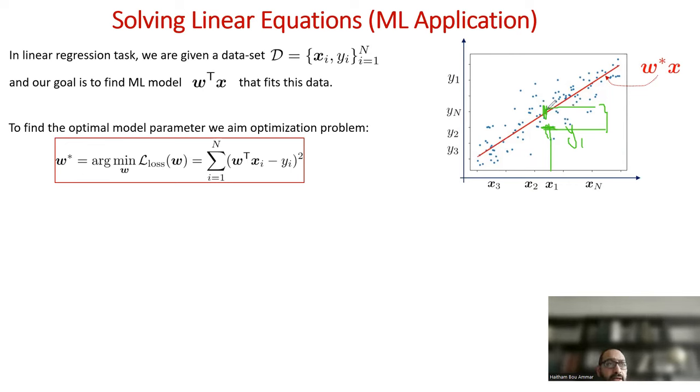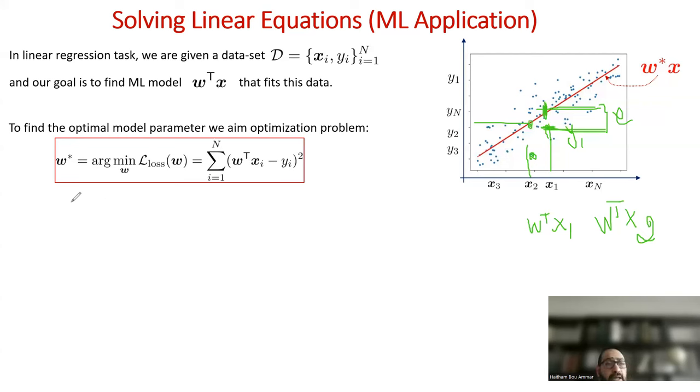So what is this value? Well, this value is just evaluating my model on the point x1. So it's really W transpose times the vector x1. On another point x2, let's say this is the real value and this is the model value, for example. Then you will have W transpose X2. That's the prediction of your model, right? And now this is the error the model makes, the difference between the real value and the value predicted by the model.